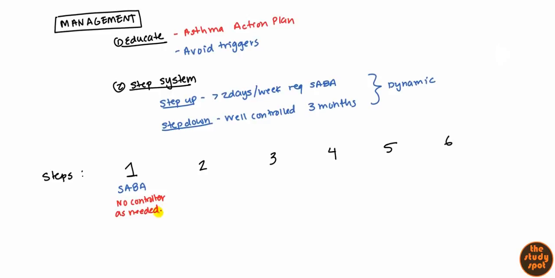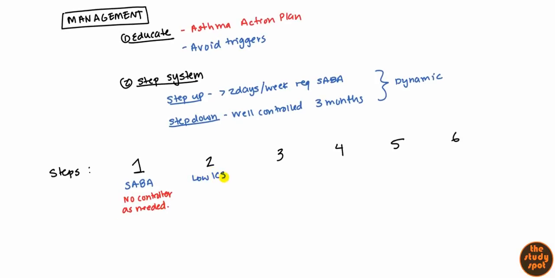And so in the first step up, what you do is you give them low-dose inhaled corticosteroids. So ICS stands for inhaled corticosteroids, and they take this daily. And actually, when we're talking about all the rest of the steps, there's going to be daily medication. These are considered the actual controllers that will be required.